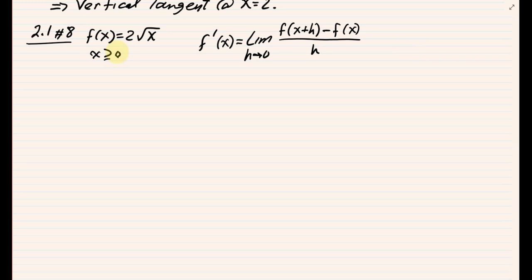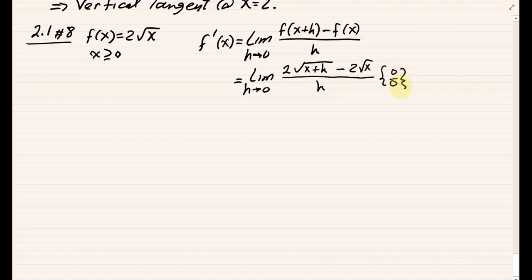Now let's actually find this limit. That's going to be the limit as h approaches 0 of f at x plus h. So I'm going to plug in x plus h for x, minus f of x, the original function, divided by h. Now we can factor the 2 out, and when we do, notice we have 2 square roots in the numerator. This is indeed a 0 over 0 situation. You can verify that. It's indeterminate, so let's work this out. I'm going to go from the beginning of the line and factor the 2 out, and then this is the limit of the square root of x plus h minus root x divided by h.